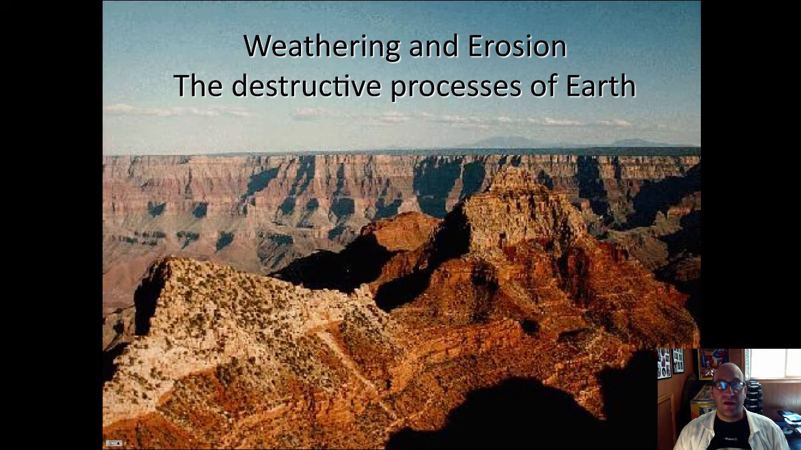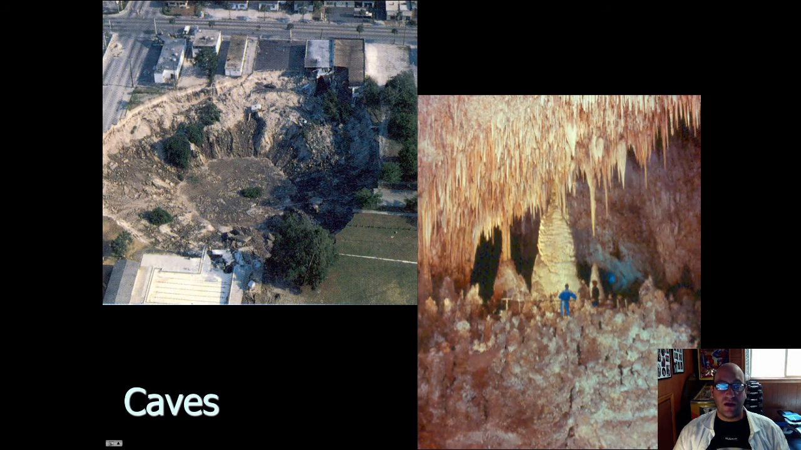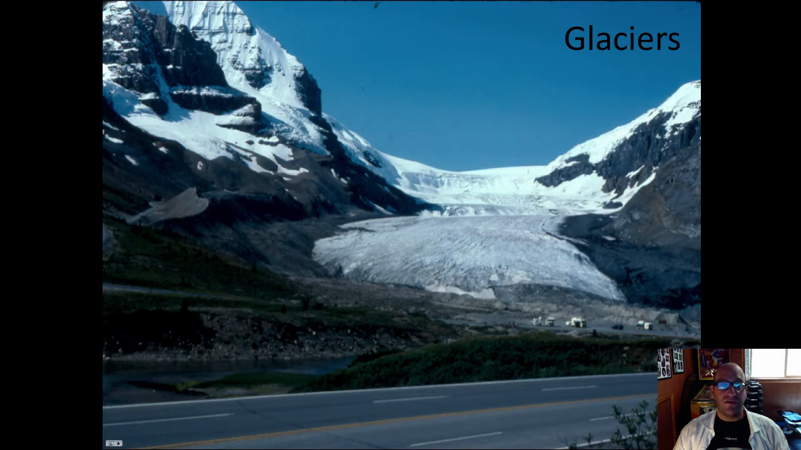tore it down? Well, we'll talk about rivers going along with that theme, and we'll relate that back to weathering and erosion, as well as caves and glaciers. These are all things that affect the shape, the history, the origin, and the processes of the natural Earth.